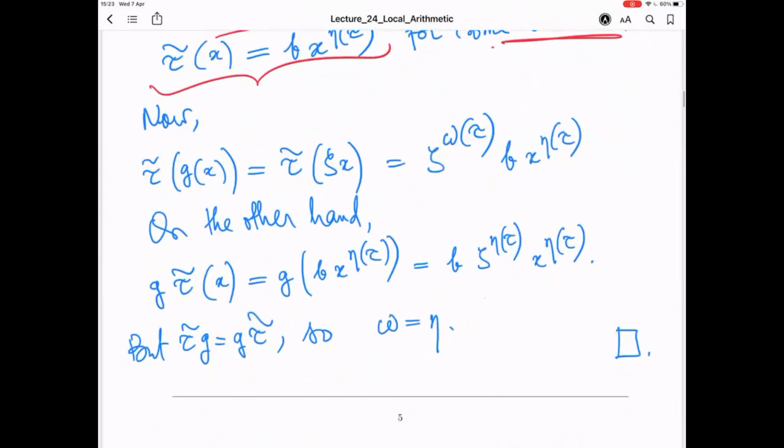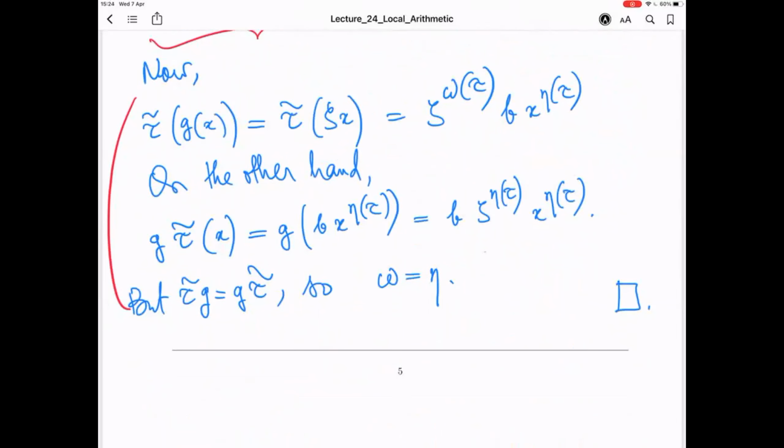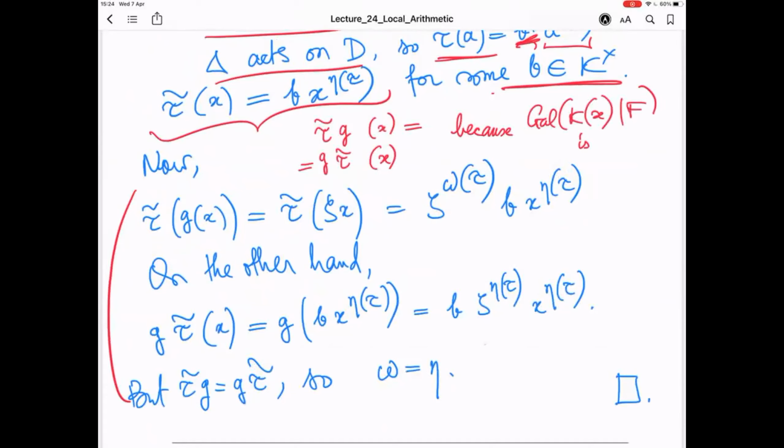So now you just do this computation and you will see that, basically, you are computing two things. You are computing tau tilde of g, the action of this on x on the one hand, and you are then computing g of tau tilde x. It turns out that they have to be equal because the Galois group of kx over not only k, but over f is commutative.